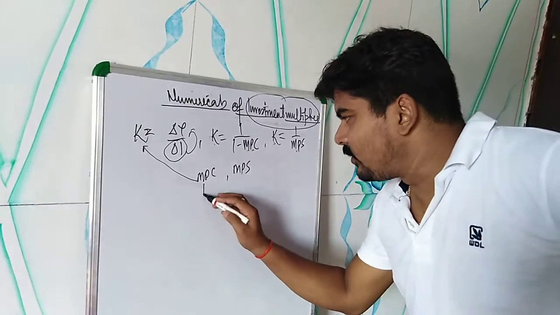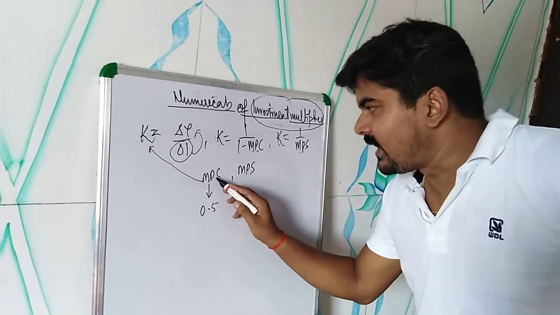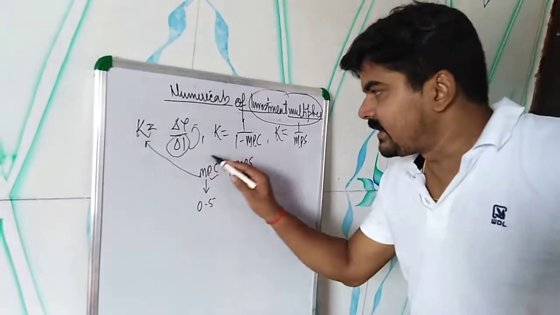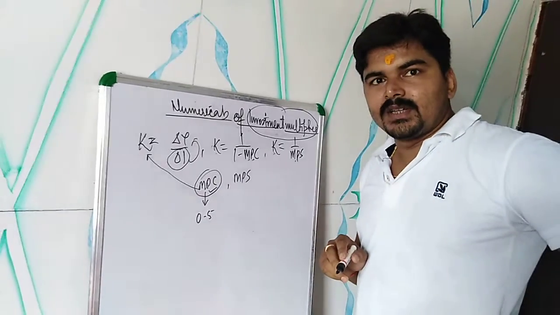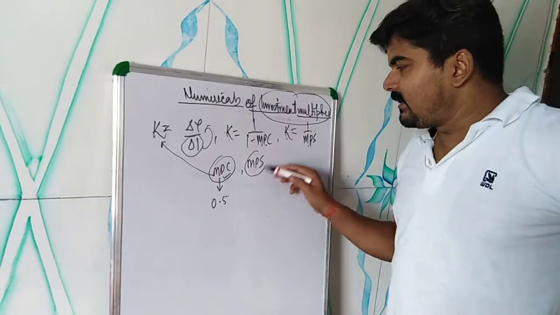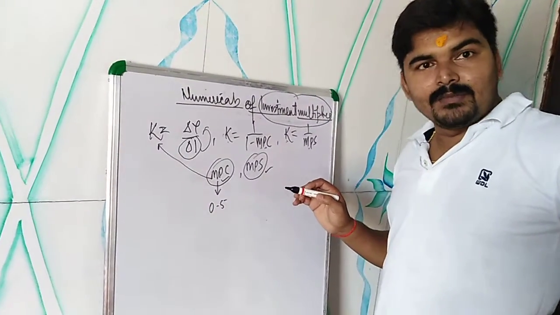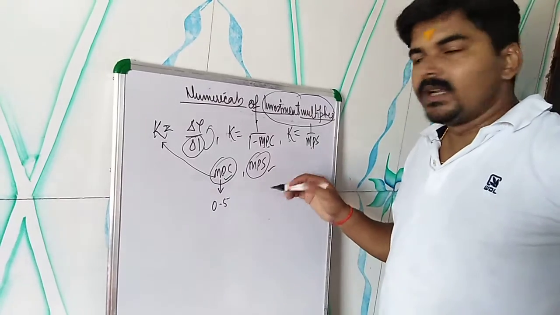How can we calculate the multiplier? Let us see. Suppose the value of MPC is given as 0.5. MPC means marginal propensity to consume. It tells us about the tendency of the consumption pattern of the economy with respect to the income, while MPS tells you about the tendency of the saving pattern of the economy with respect to the national income.